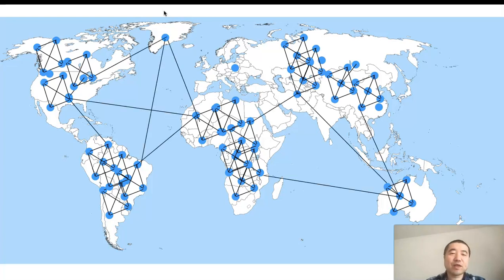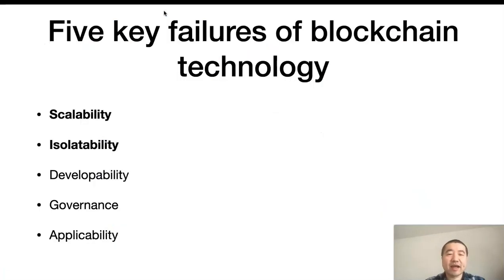So Dr. Wood summarized the main issues of blockchain. There are five of them: scalability, isolability, developability, governance, and applicability. The first two are the key points he mentioned that Polkadot is going to solve. The rest he didn't mention in the white paper, but I think he still did a very good job actually.